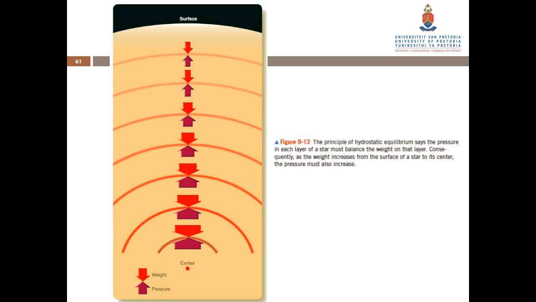So this is how it works. The principle of hydrostatic equilibrium says the pressure in each layer of a star must balance the weight on the layer above. So consequently, the weight increases from the surface of a star to its center, and therefore the pressure must also increase.